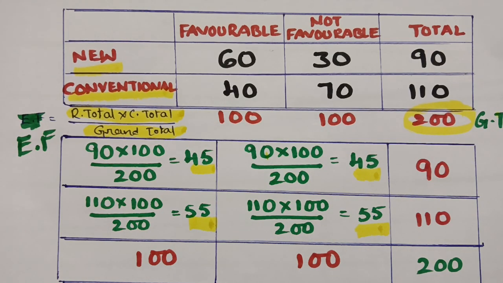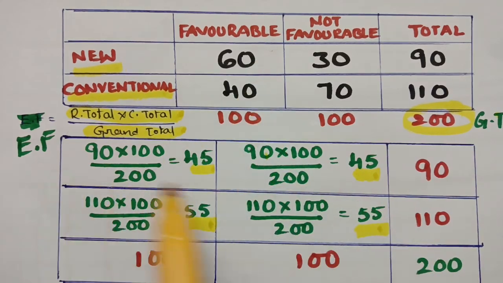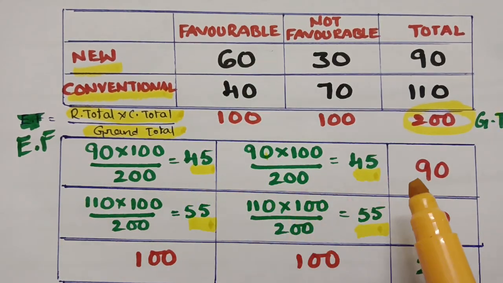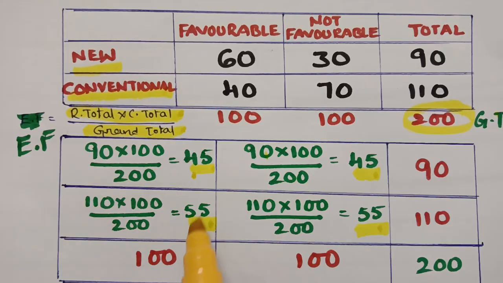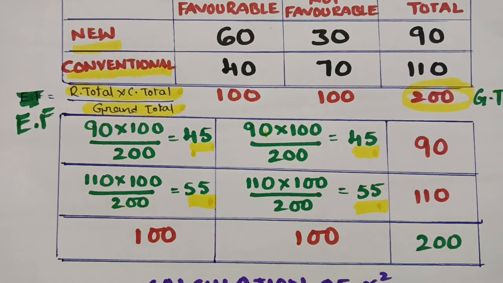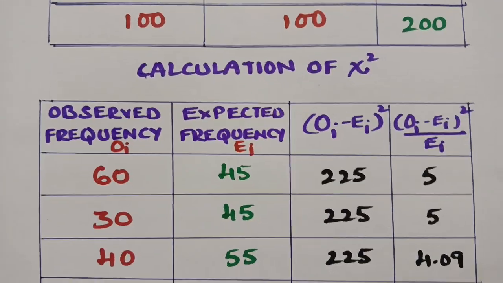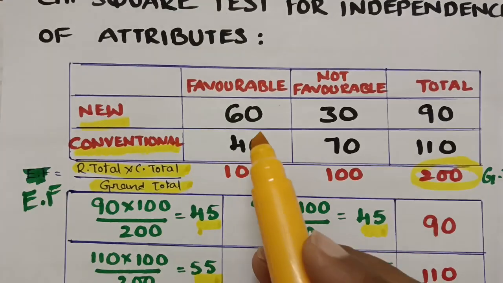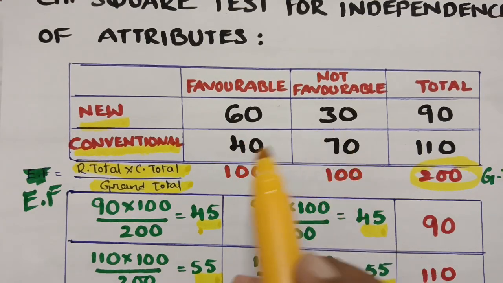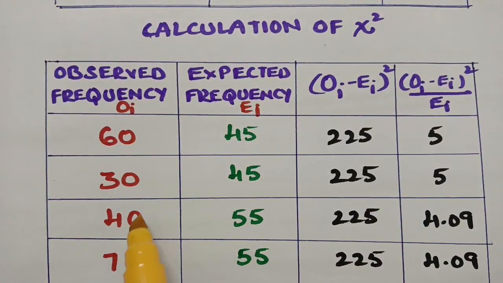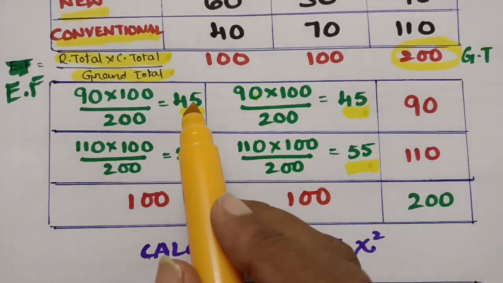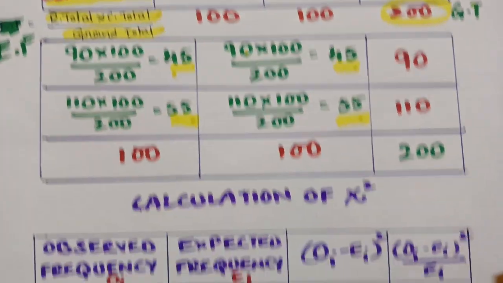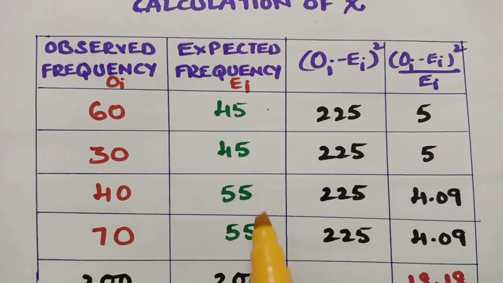So for each and every value, this is the frequency and this is the expected frequency, and therefore again I am making a total: 45 plus 45 is 90, 55 plus 55 is 110, and here 45 plus 55 is 100 and 45 plus 55 is 100, and this is the grand total. And now how to calculate this chi-square test? As usual, these are all the observed values from the table: 60, 30, 40, 70. And the next ones here are the expected frequencies: 45, 45, 55, 55.